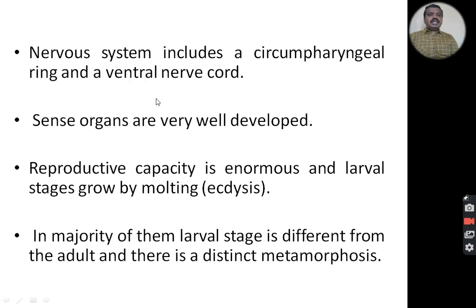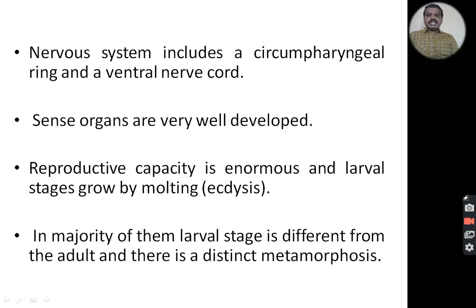From the ventral nerve cord, the segmental ganglia or segmental nerves usually arise, and hence each and every part of the body is under the network of the nervous system. Sense organs are very well developed, because we have seen the compound eyes, simple eyes, and also a pair of antennae. They serve as the sensory structures.